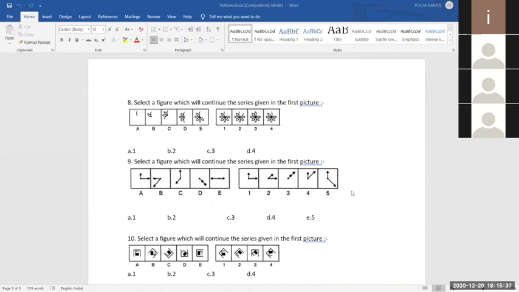It is moving 135 degrees, right, clockwise? Yes, ma'am. Just see the bigger hand. It is moving 135 degrees, 90 degrees, and 45 degrees again. Everywhere, again 45 degrees, 90 degrees, 45 degrees, 90 degrees. Here also, it is moving 90 degrees, 45 degrees. So it will come like this.